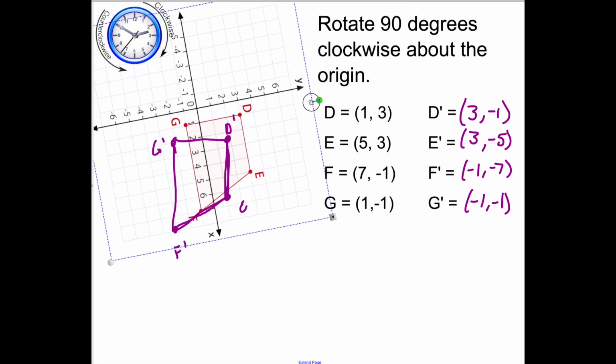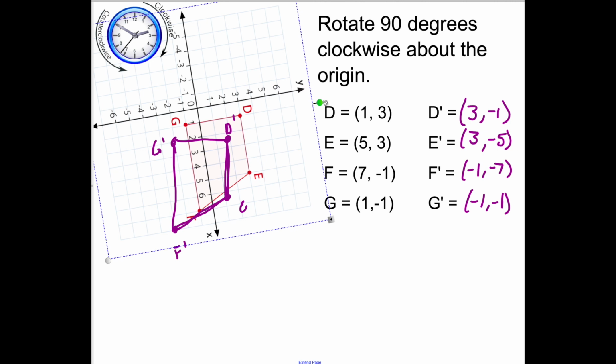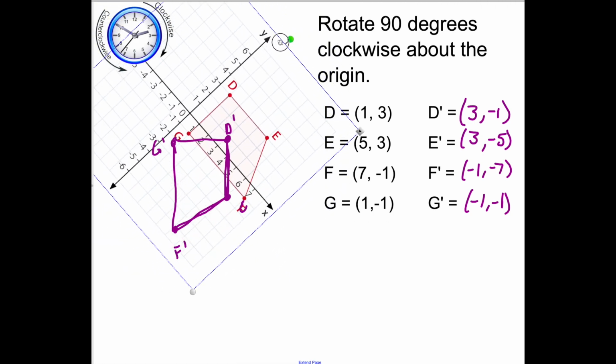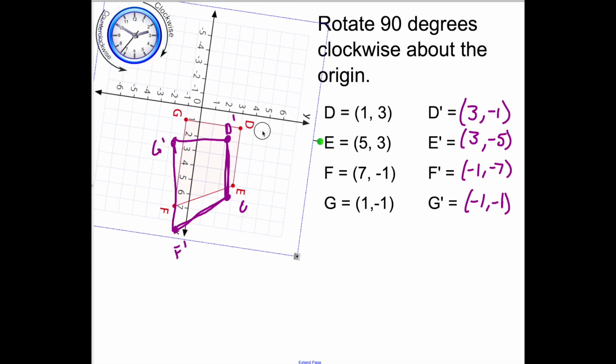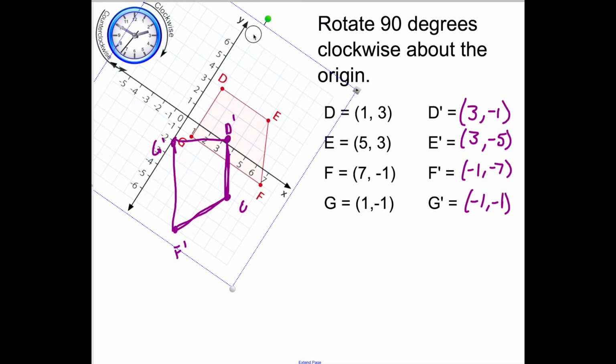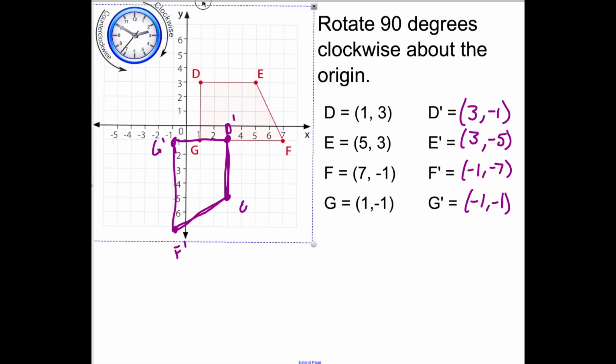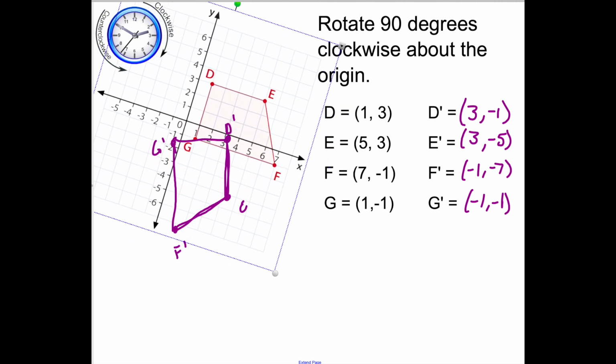Ooh. And we might need to do some adjusting on my points here. Whoa. All right. Okay, so again, we can see 3, negative 1, negative 1, negative 1 for G, 3, negative 5 for E, and 3, negative 1. And the reason it doesn't work perfectly is because there is a little bit of shifting there. But we wouldn't expect it to line up perfectly there. But when we do flip it back, you can see it looks just like that shape.